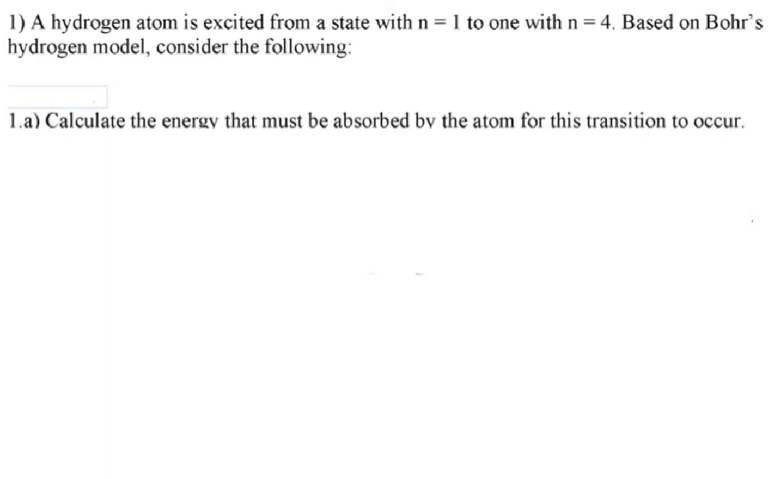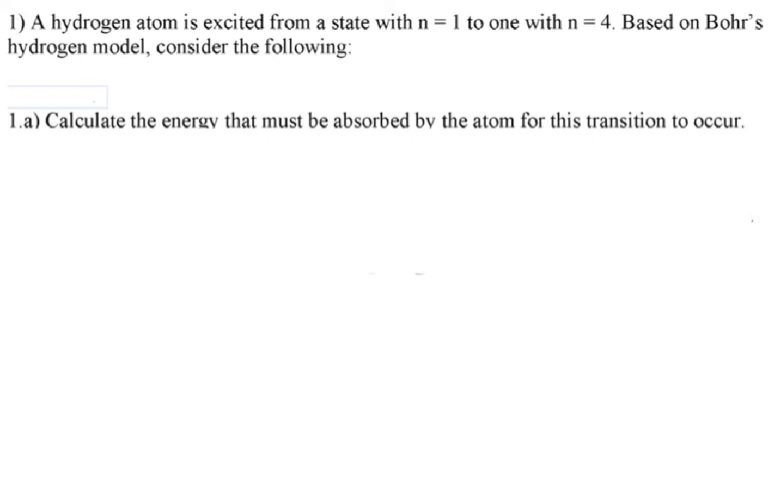I found this question in one of the finals for universities. A hydrogen atom is excited from a state with n=1 to the state of n=4. Based on Bohr's hydrogen model, consider the following. The first question is, calculate the energy that must be absorbed by the atom for this transition.